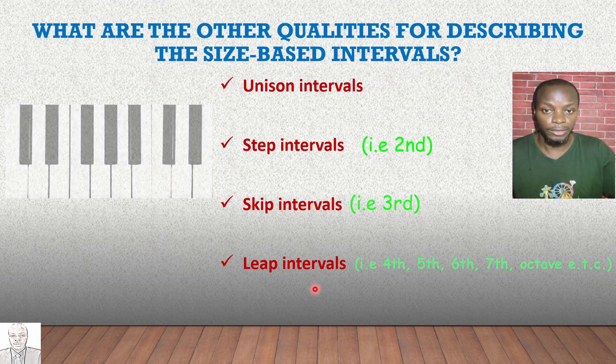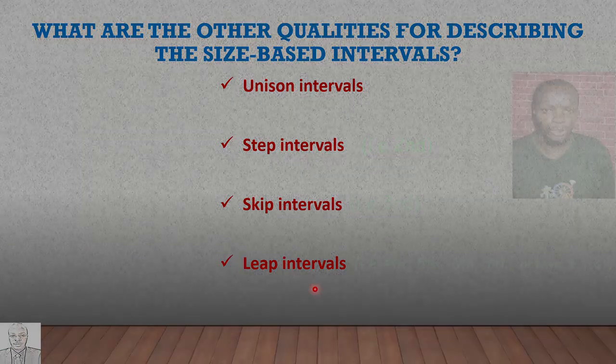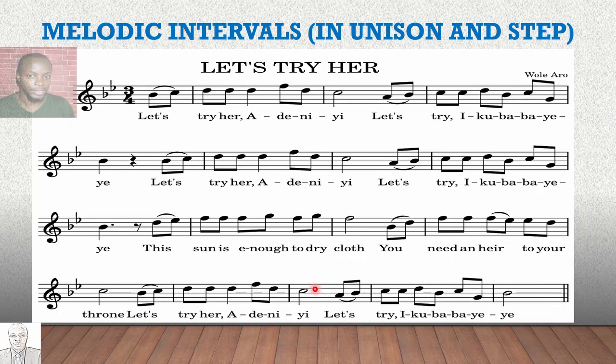That's the leap interval. Now we're going to discuss some of these intervals using some music. Let's Try Her is actually one of the vocal numbers from my opera entitled Inuade. It's an aria for a tenor singer, right? Looking at the melody, it actually has more notes moving in steps, right? And of course we have some notes moving in unison. Now let's see what I mean. Let's go through it and see points where we can have unison and step intervals, right?